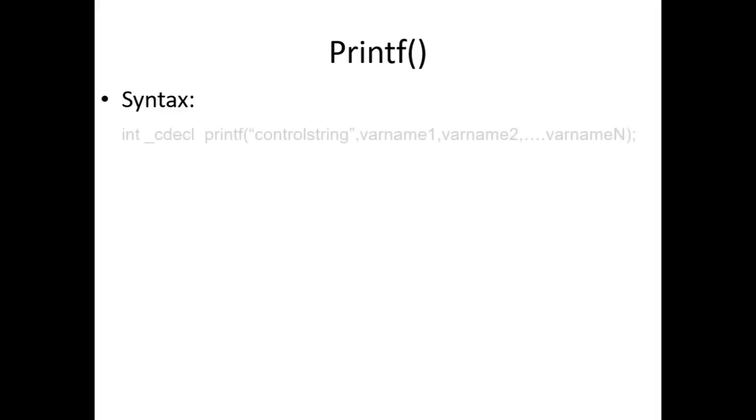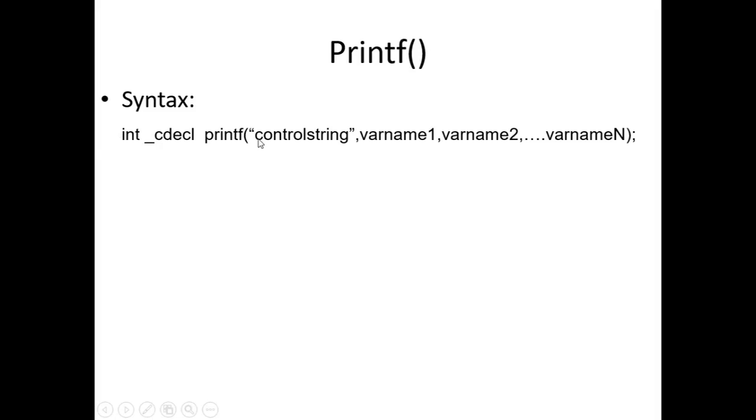And it has a particular syntax. This is the return type of printf. And CDECL is the calling convention. We'll discuss this calling convention in a later session. At this point, you remember one thing: CDECL is the calling convention. That means how to invoke the parameters is specified in the CDECL. At this time, you just remember it is a calling convention and the printf return type is integer.